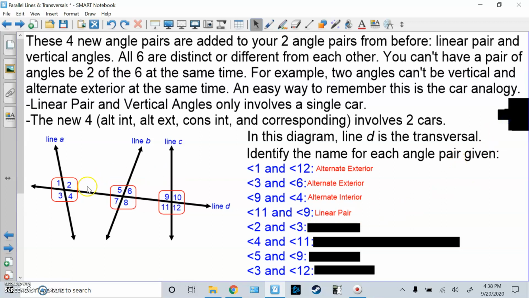We have 2 and 3. 2 and 3 is also one car right here. They're not side by side, but they're opposite across from each other, diagonal. So that is a bow tie angle. That is vertical angles. Again, they're equal.